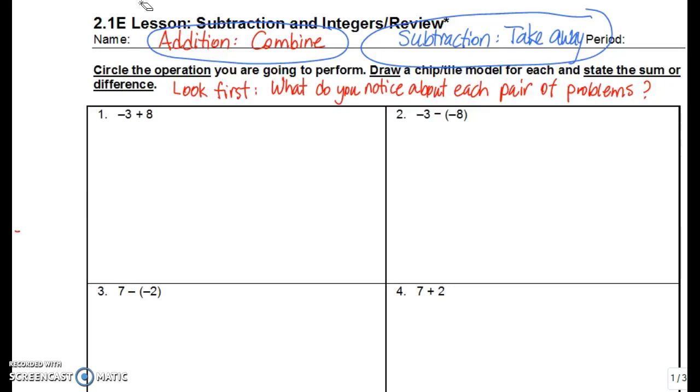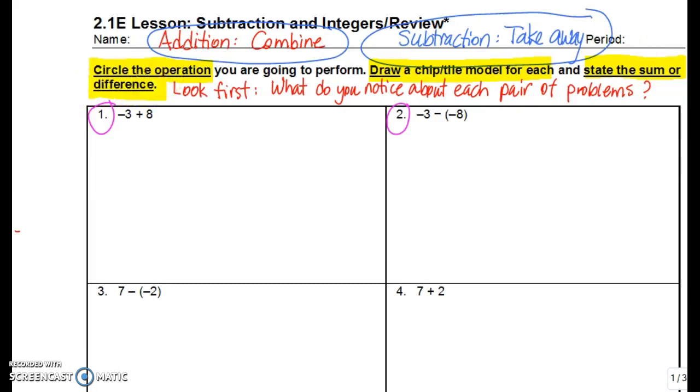Okay, so this lesson is combined subtraction and addition, and then also giving you a little shortcut for subtraction by rewriting as addition. Let me remind you that addition is combining tiles, subtraction is taking away tiles, and I want you to notice here there's something very similar about numbers 1 and 2 and the other corresponding problems. So number 1 and 2, take a look at these. We've got -3 plus 8 and -3 minus -8. Now the instructions say to circle the operation, which we always do, draw a tile model for each, and then state the sum or difference.